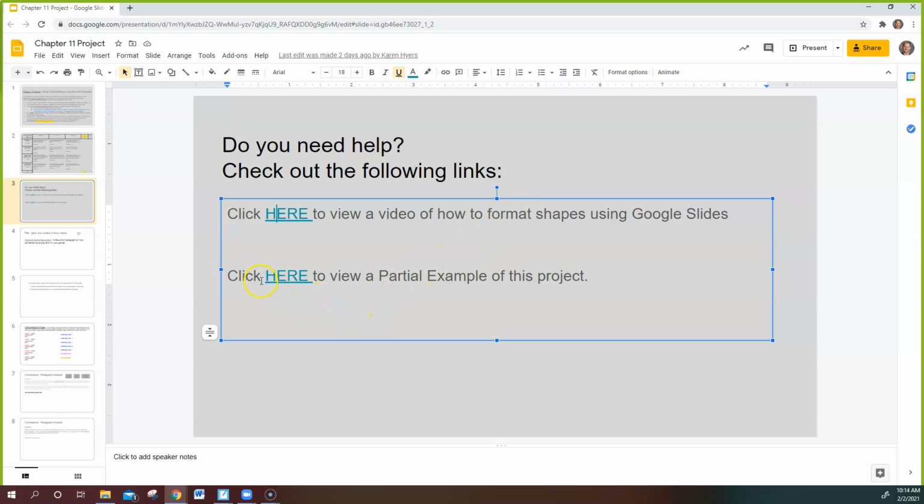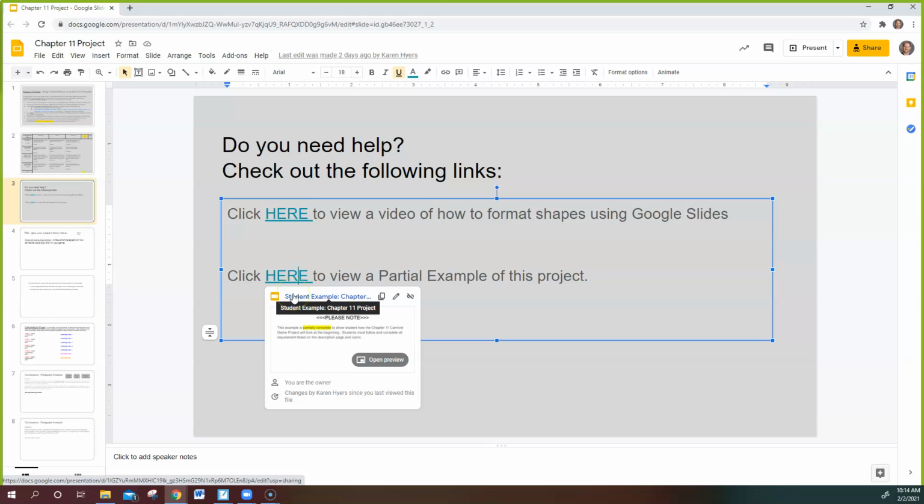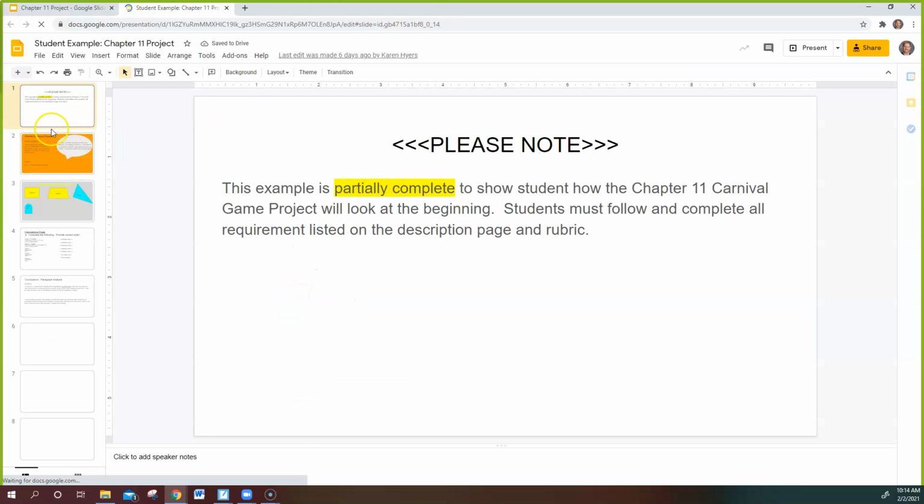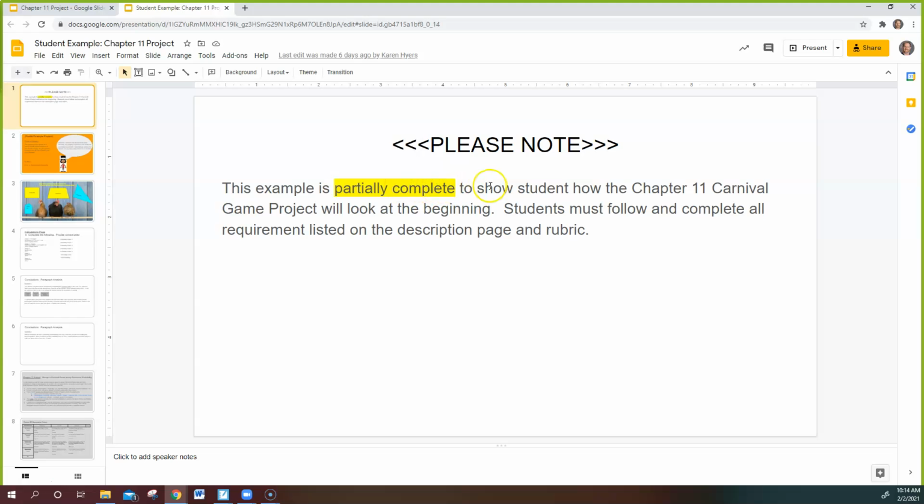And then if you want a partial example, now I didn't do the whole example, and the reason why is I don't want students just to fully model and copy that, right? I want you to be creative. So I did a partial example here, which you will have access to. You can click on this, and then I'll just show you roughly how my example looks. And note, I just said this is partially complete. You would need to do all of it.